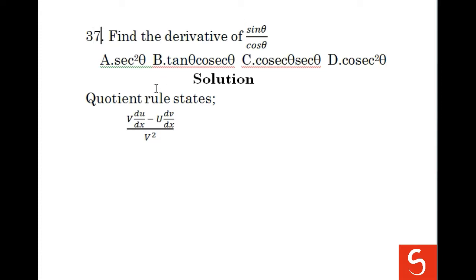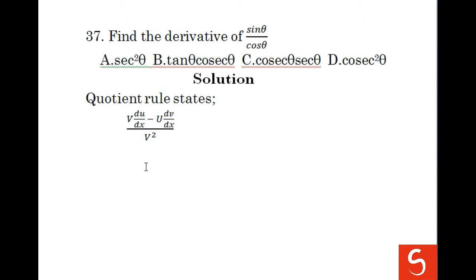Paper type D, question number 37. We have to find the derivative of sine theta over cos theta. Now, sine theta over cos theta is the same thing as tan theta, but for us to be able to apply the quotient rule, we need to split it as sine theta over cos theta.